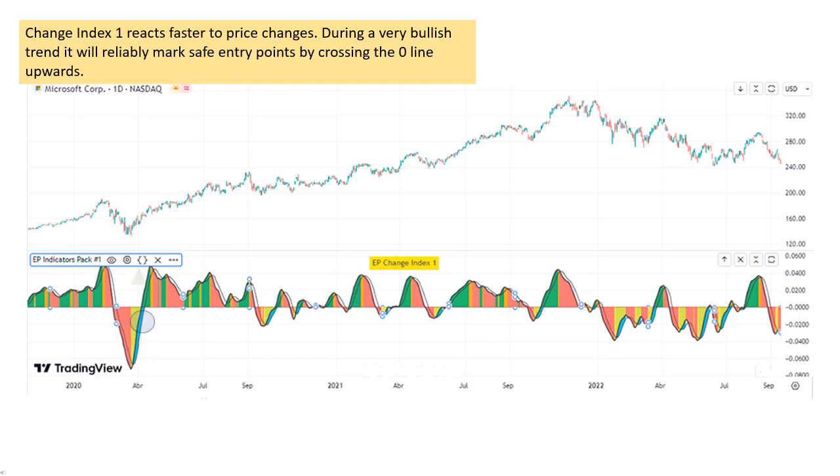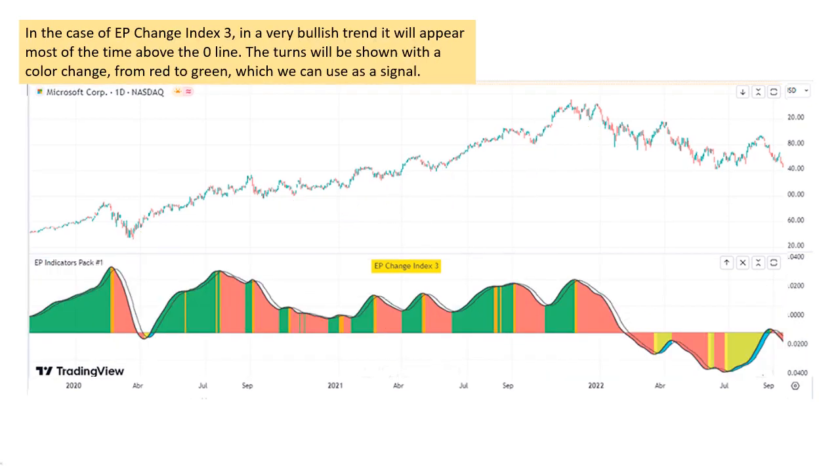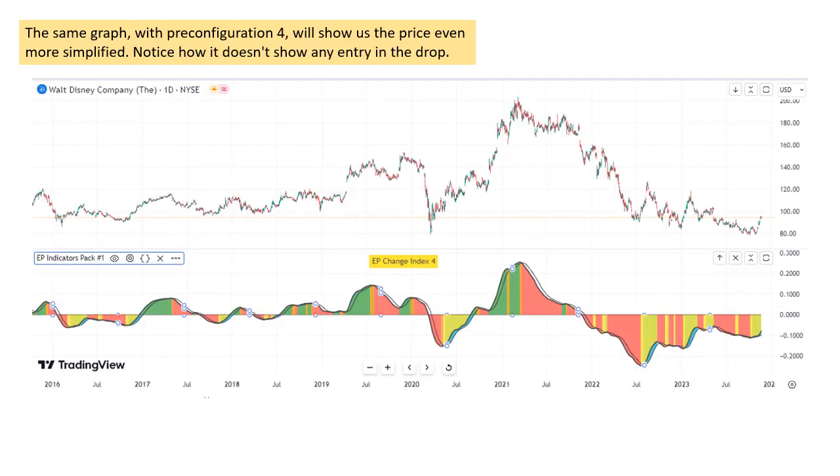Change Index 1 reacts faster to price changes. During a very bullish trend, it will reliably mark safe entry points by crossing the zero line upwards. In the case of EP Change Index 3, in a very bullish trend it will appear most of the time above the zero line. The turns will be shown with a color change, from red to green, which we can use as a signal. The same graph, with preconfiguration 4, will show us the price even more simplified. Notice how it doesn't show any entry in the drop.